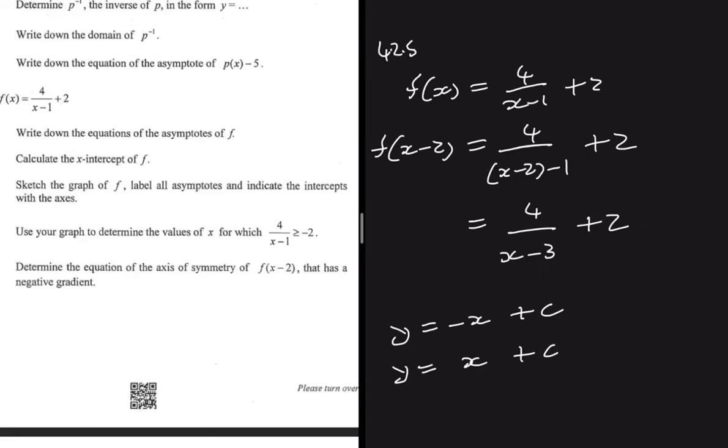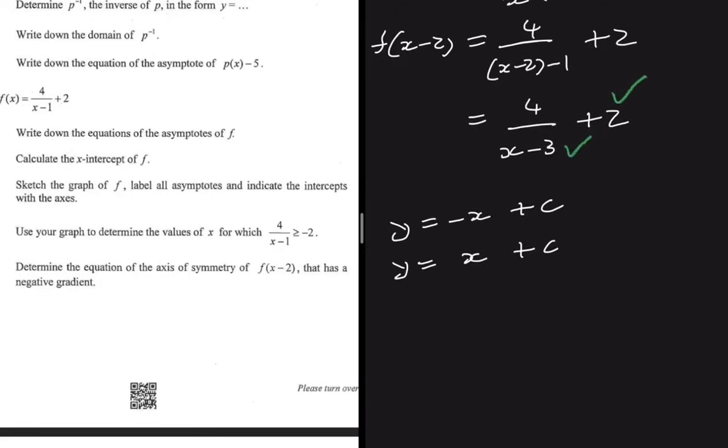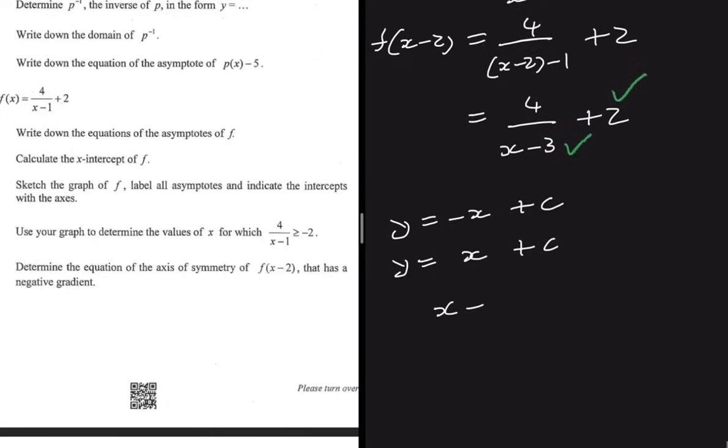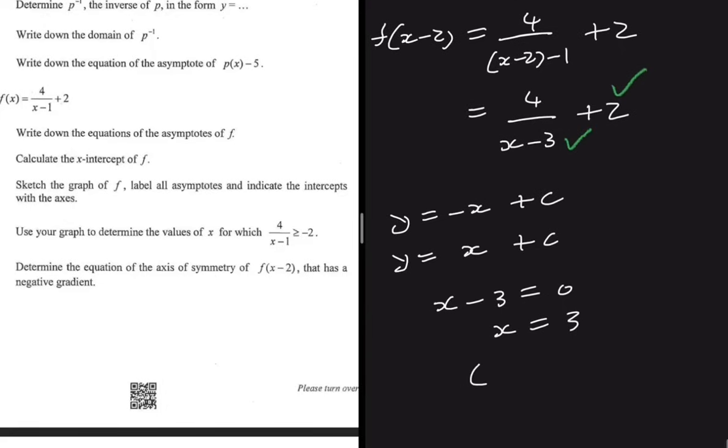So now we actually have to find the asymptotes of f of x minus 2. Let's go ahead and do that. We know that 2 will be our horizontal asymptote. Now we just need to find our vertical asymptote by saying that x minus 3 equals 0, right? Now you're going to see that x equals 3 is our vertical asymptote. So they're going to touch when x equals 3 and y equals 2.